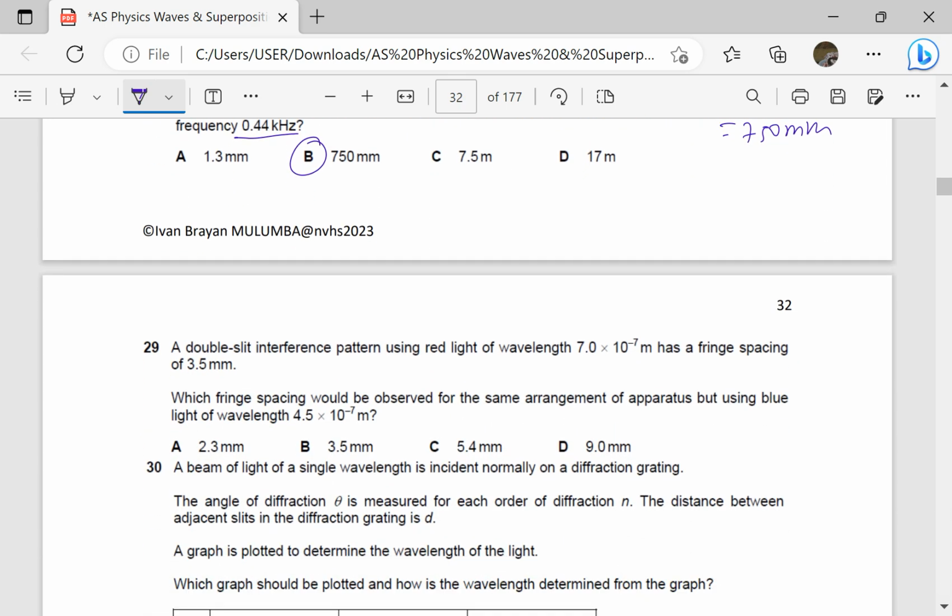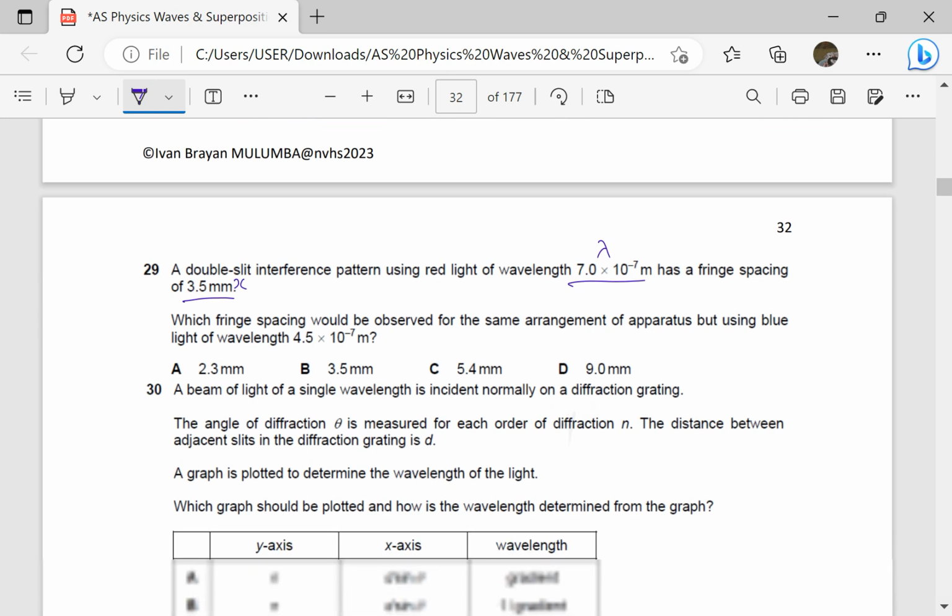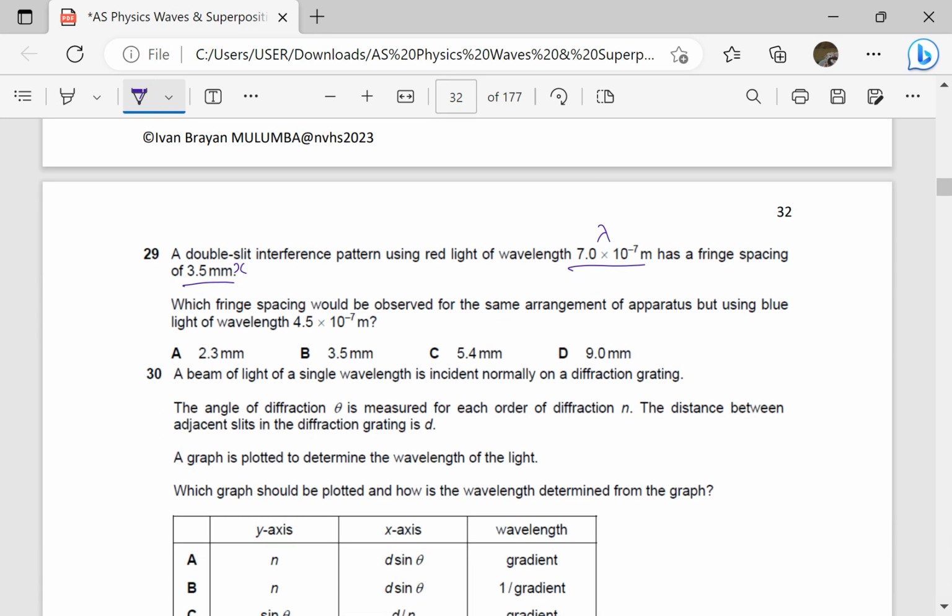A double slit interference pattern using red light of wavelength 7 times 10 to the power negative 7 has a fringe spacing. This is the wavelength, this is the fringe spacing, that is x. Which fringe spacing would be observed for the same arrangement of apparatus but using blue light of this wavelength? So for a double slit, lambda is equal to ax divided by D. So it means a and D remain the same.